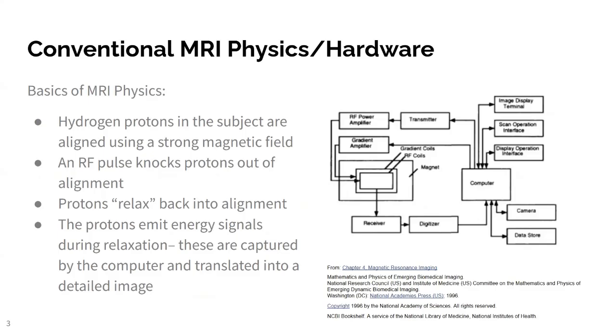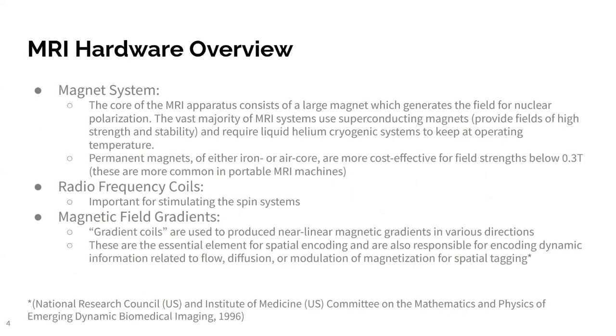So now just to cover the basics of MRI physics, the hydrogen protons in the subject are first aligned using a strong magnetic field. Then an RF pulse knocks these protons out of alignment. After the RF pulse ends, the protons relax back into alignment, and during this relaxation, the protons emit energy signals that are captured by the computer and translated into a detailed image.